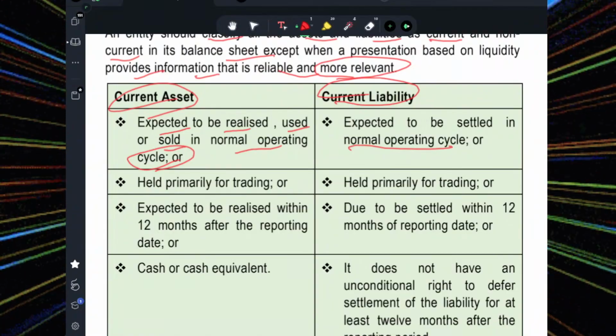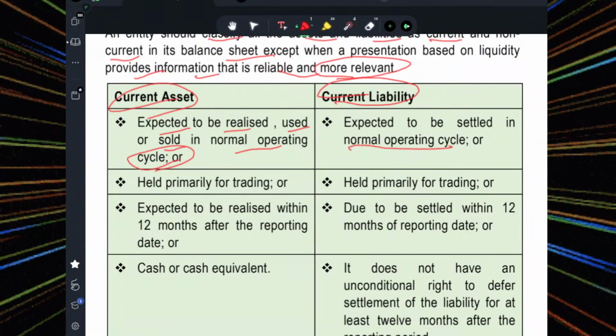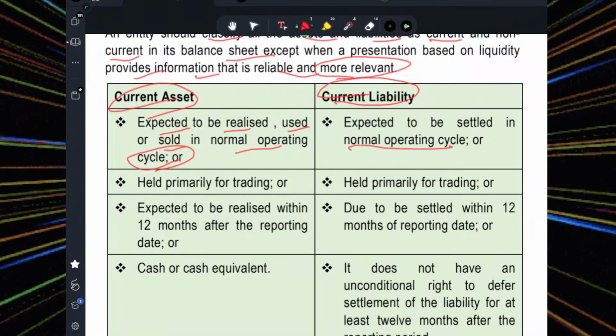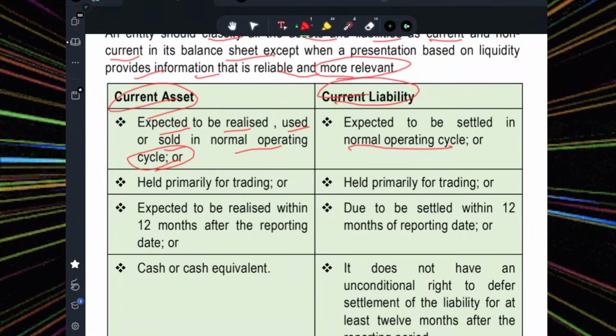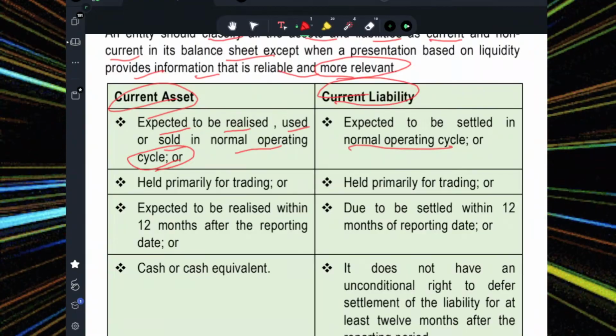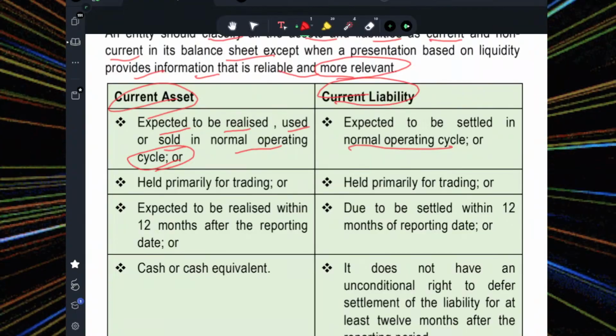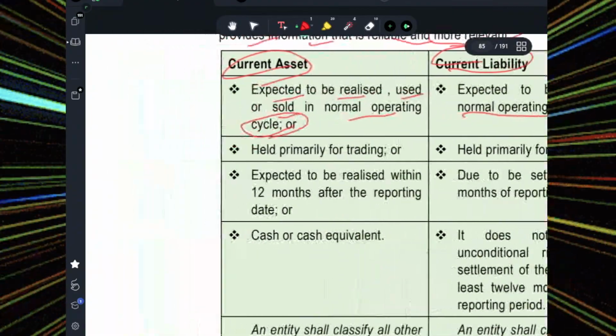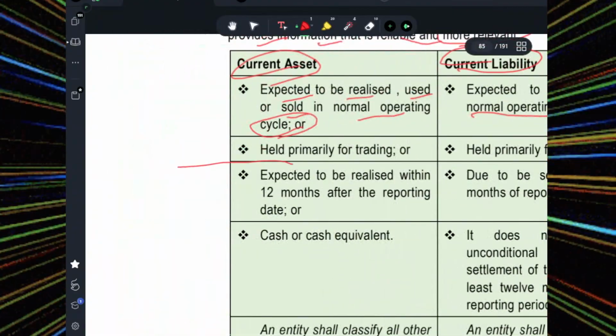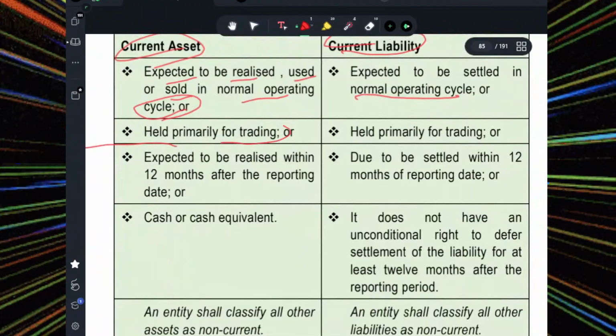A current liability is expected to be settled in the normal operating cycle. So it may be 365 days or more, because some contracts may take 2, 3, or 5 years. Even if the government says it is 365 days, but my operating process is more than 365 days, then it will be a current liability. Also, held primarily for trading.